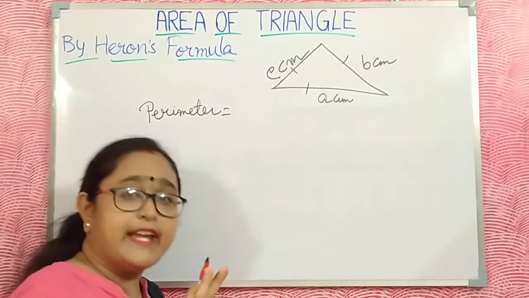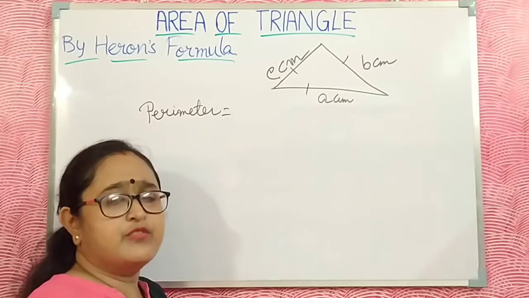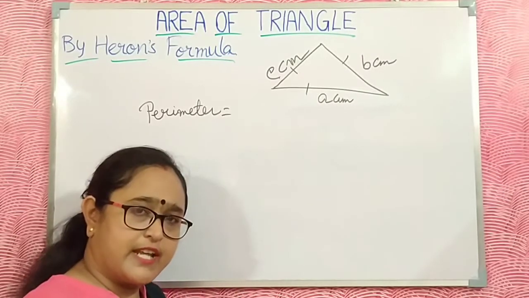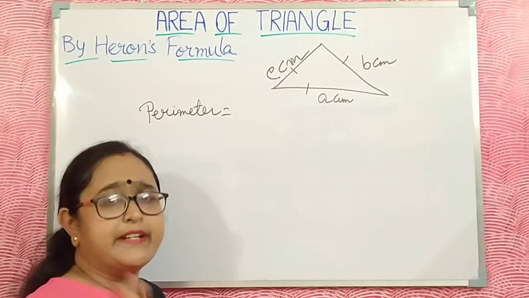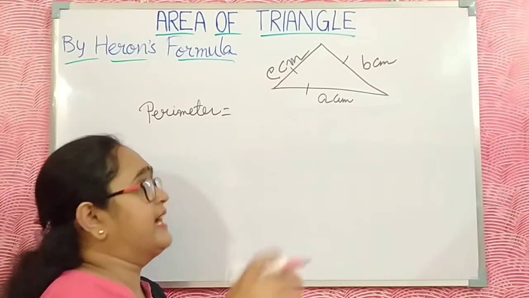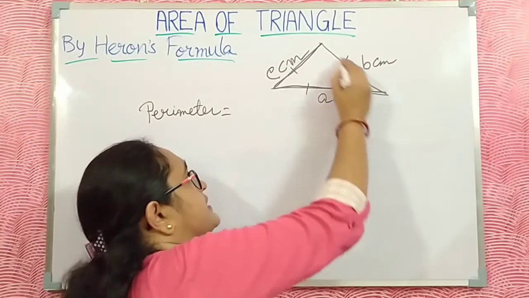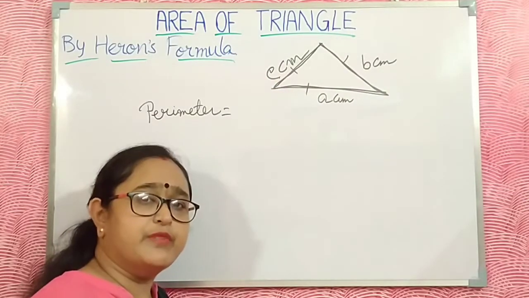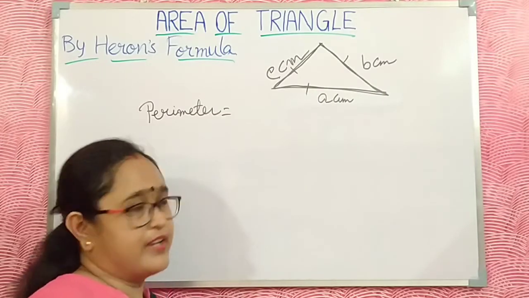For any figure, take a quadrilateral: the perimeter is the addition of four sides. For a triangle, the perimeter is the addition of three sides. For a pentagon, the perimeter is the addition of five sides. What is the meaning of perimeter? The bounded line which makes this figure is called the perimeter. It is the total length of the bounded figure or line.